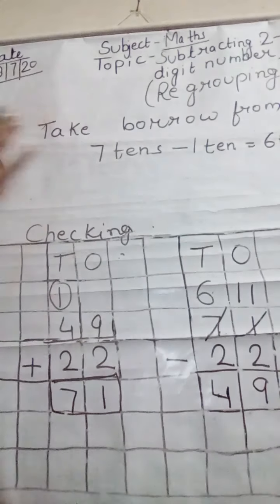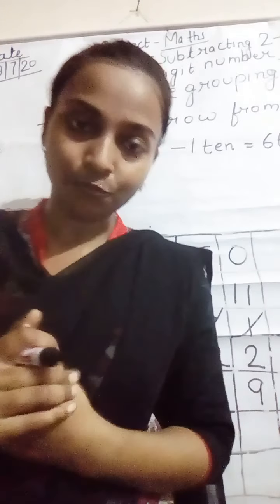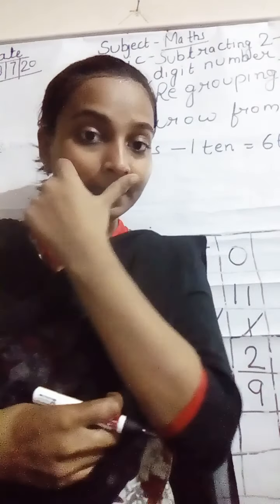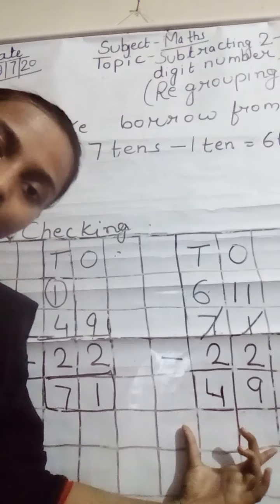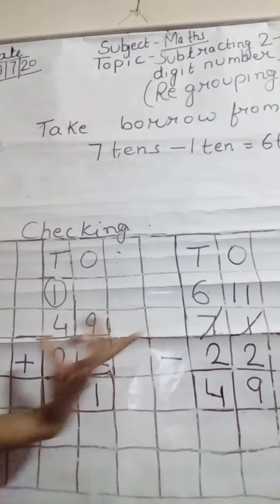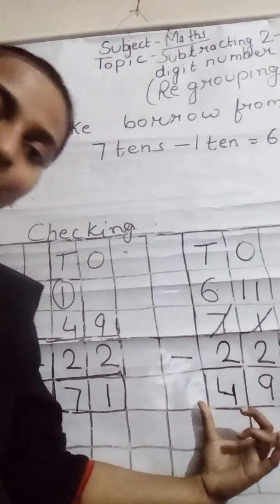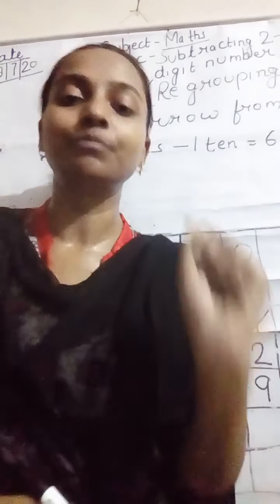Okay, now children, today's homework is exercise 4.2. You all have to do it in your book. Okay, and please practice all these sums and keep checking. Try to check all these sums to see if you are doing them right or wrong. Okay, thank you children, thank you, and please be safe.